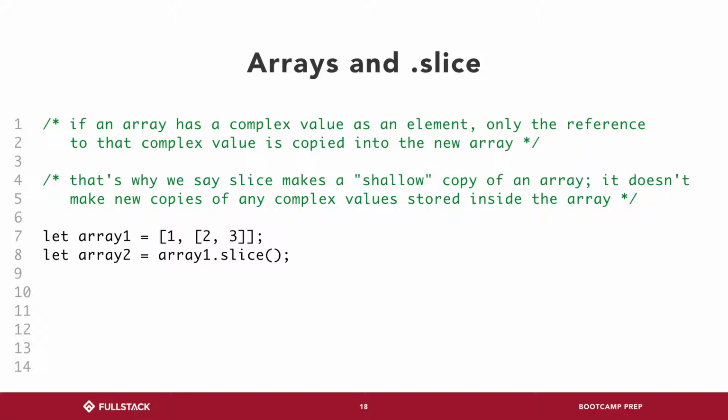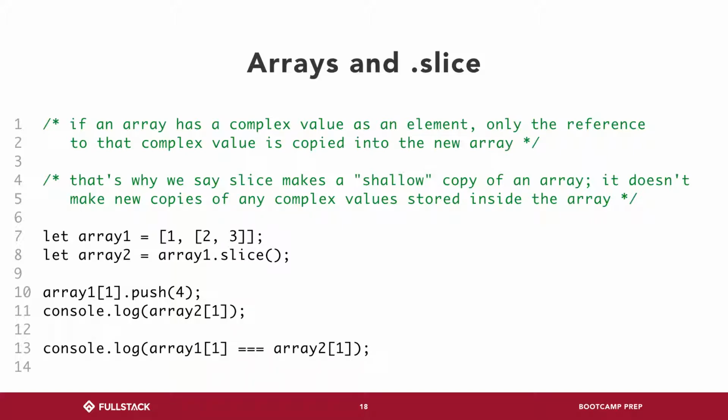If an array has a complex value as an element, only the reference to that complex value is copied into the new array. That's why we say slice makes a shallow copy. It didn't go and copy every other array that existed in memory address 1. And this is the example we just did on the board.